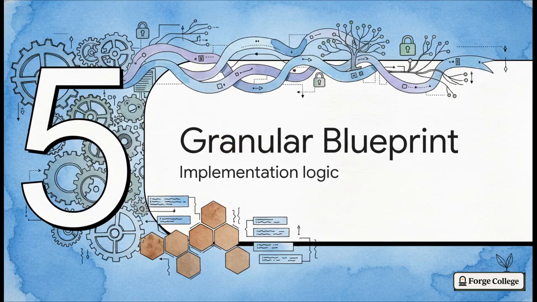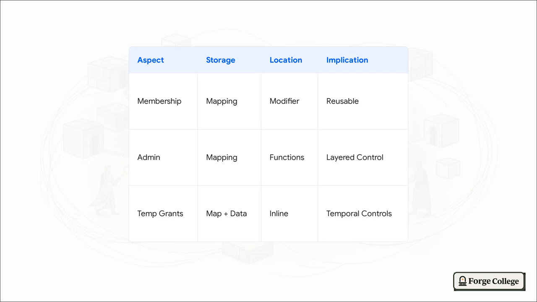And that brings us to Section 5, Blueprint for Granular Checks. Let's take all this theory and see how it builds out the implementation logic in your code. This brilliantly illustrates exactly where your implementation logic belongs. For basic membership, like just checking if someone is a mentor, you use that Boolean mapping inside a function modifier at the very top of your function. It keeps the code super clean and reusable.